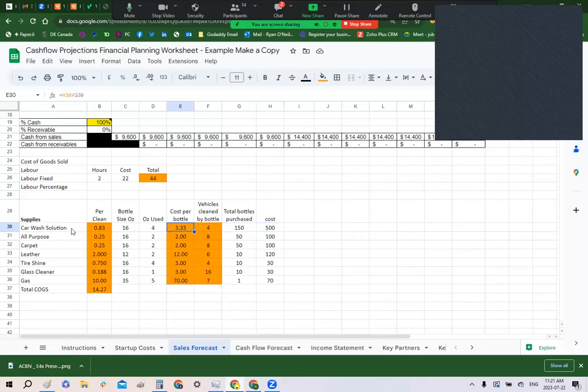So how many cars can you clean with each bottle? And then what is the cost per bottle? So you'll see in the white sections, you're gonna put in how big is the thing that you're using.